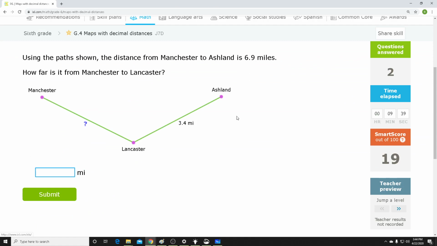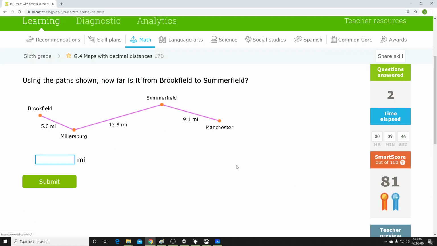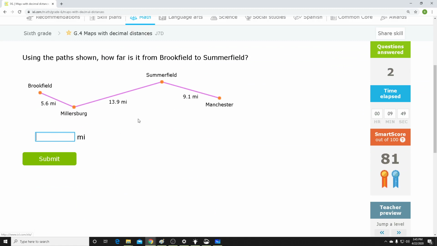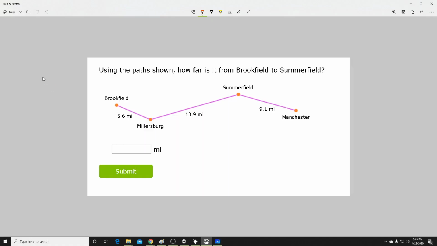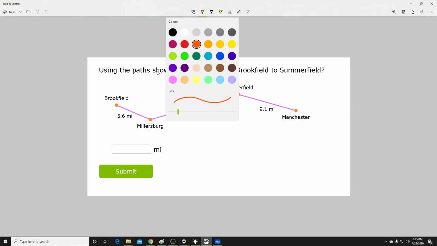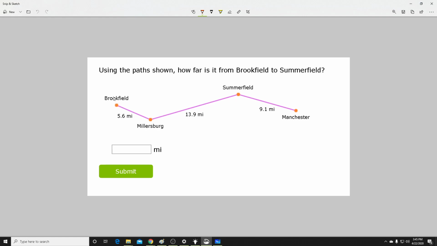Let me look at this one. We already did one like this. Let's take a look at this one. Using the paths shown, how far is it from Brookfield to Summerfield? So, let's take a look. We're going from Brookfield to Summerfield. We want to know how far it is.